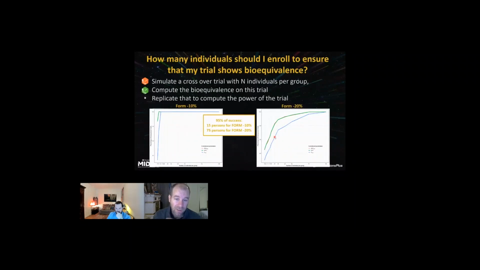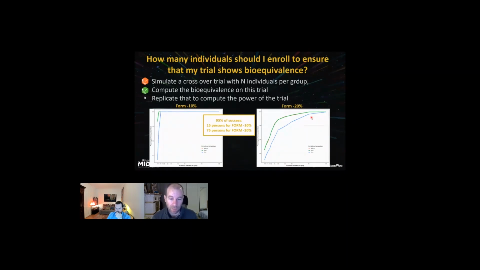In that case, it just shows that maybe the 20% formulation is better from a lot of different points of view. But if I would like to use this formulation to go to the clinical trial, then it's going to be much riskier, or I need more people, so a more expensive trial, to ensure that this formulation is going to be bioequivalent. So that's the first answer that we have with simulation.